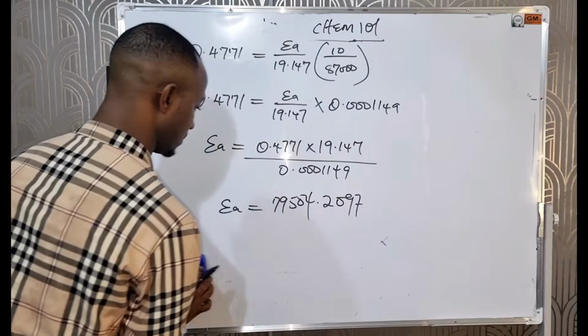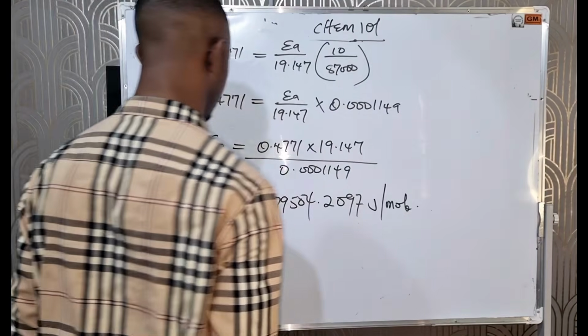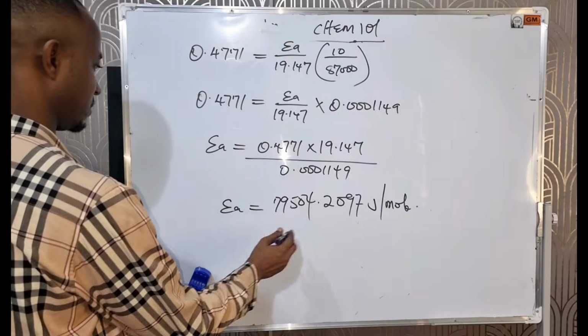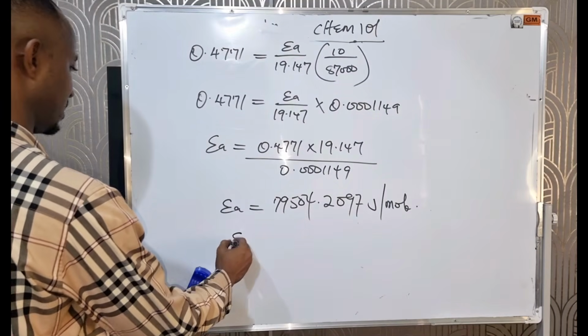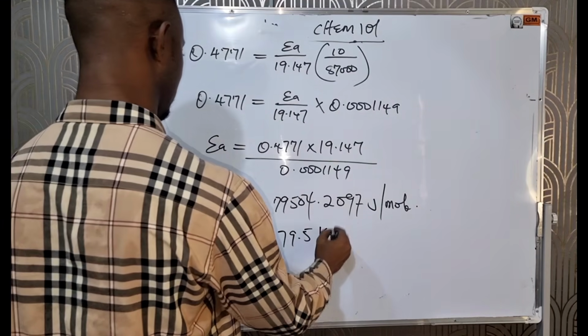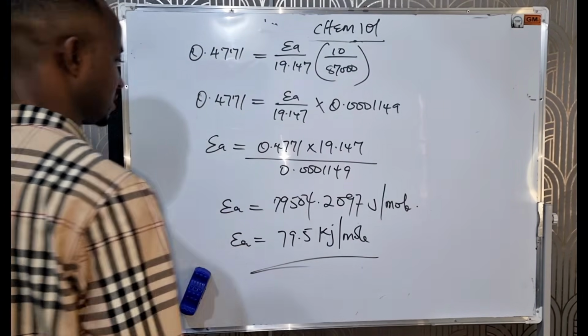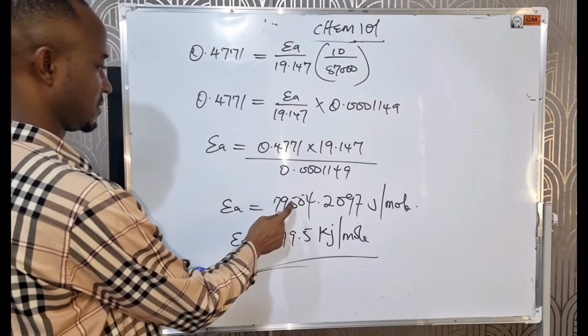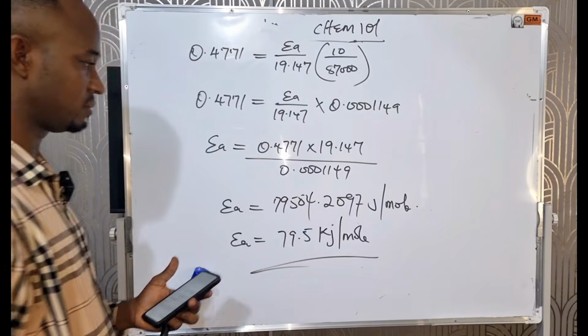Alright, so 2097, this is joule per mole. So we can convert this to kilojoule per mole. In kilojoule per mole, we divide by 1000, right? So our EA can also be approximated as 79.5 kilojoule per mole. When divided by 1000, that will give us 79.5 kilojoule per mole.